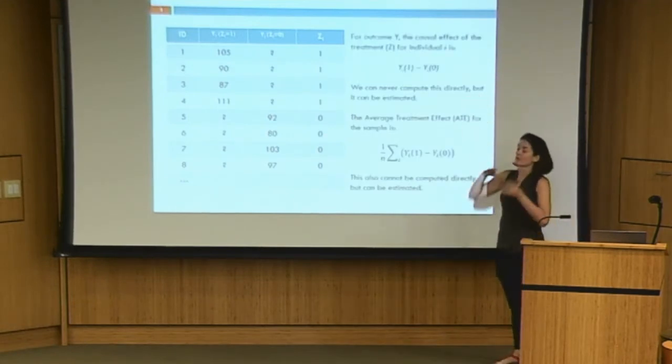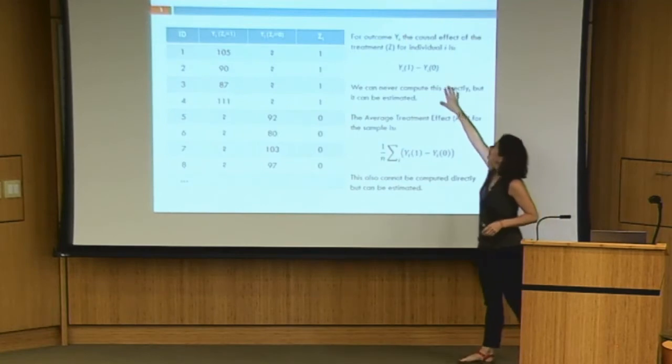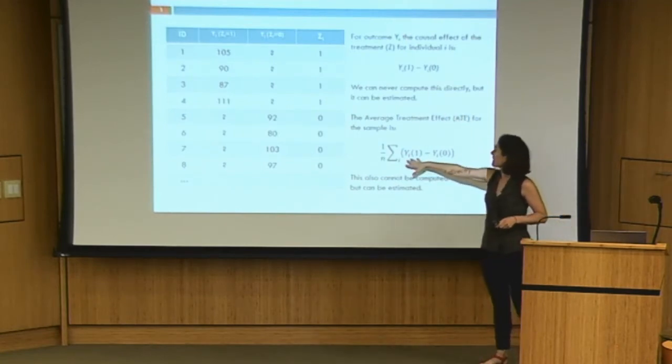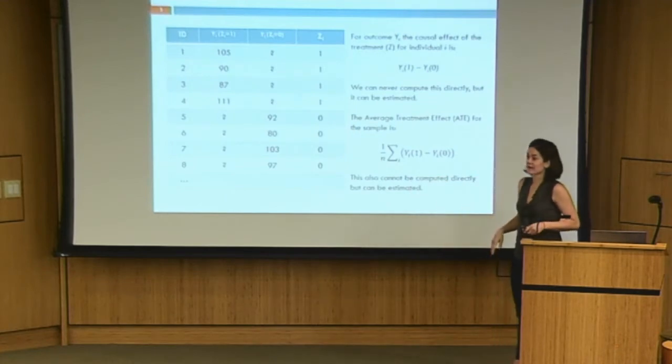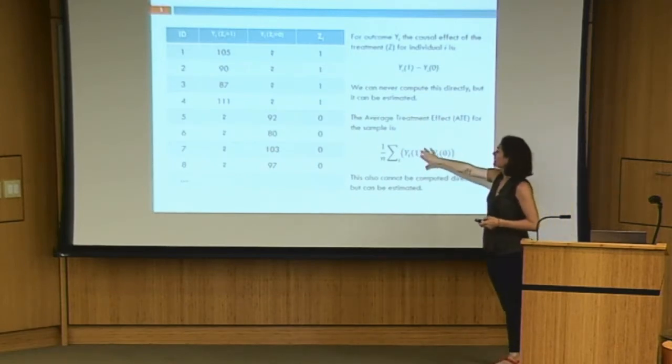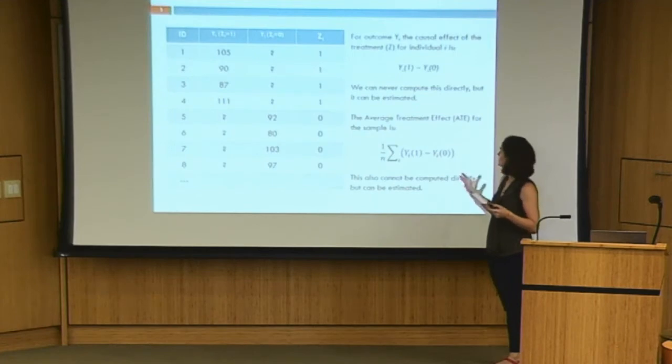We can think about individual treatment effects as the difference between these 2 potential outcomes, and we can think about an average of these individual treatment effects. Of course, we can't observe these things directly in our data because of this missing data problem, but we can, under certain circumstances, estimate all of these things.